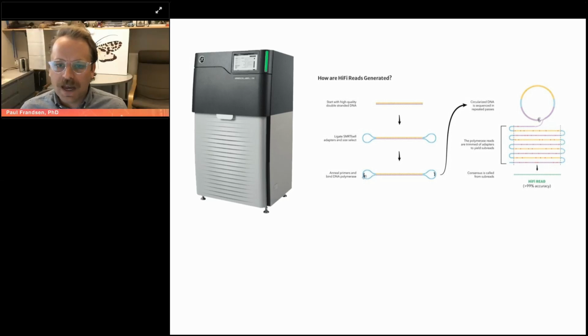And so pretty soon after that, our institution got one of the newer PacBio instruments. Since then, there's a newer one that we're getting, but where they're able to generate what we call hi-fi reads. These are reads in which the individual molecules still are read.